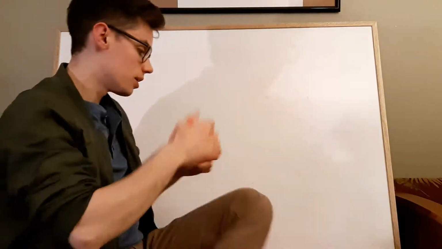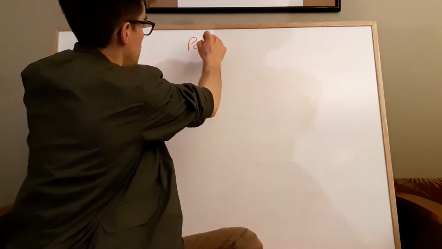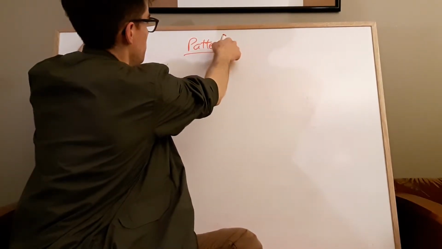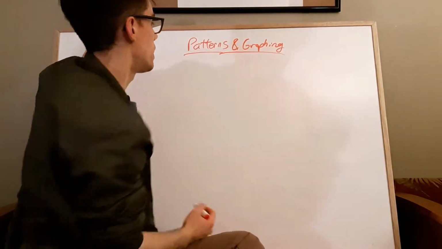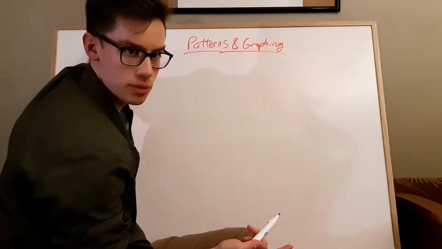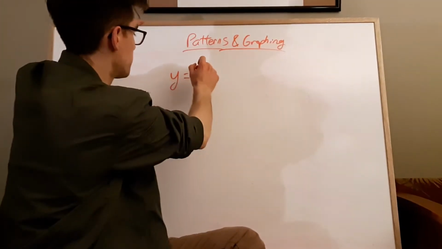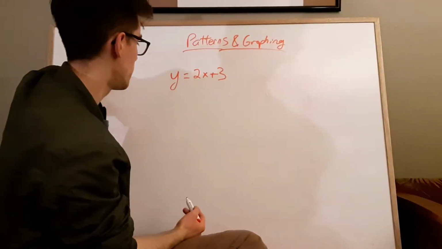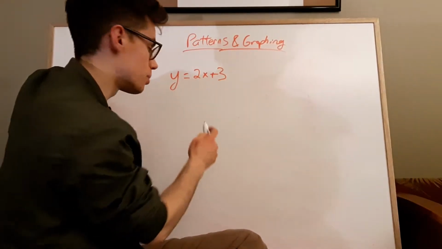So, we've been representing patterns and relationships between variables in equations and tables of values. So I could have y is equal to, let's say, 2x plus 3. That's a relationship between x and y, x being the input and y being the output.